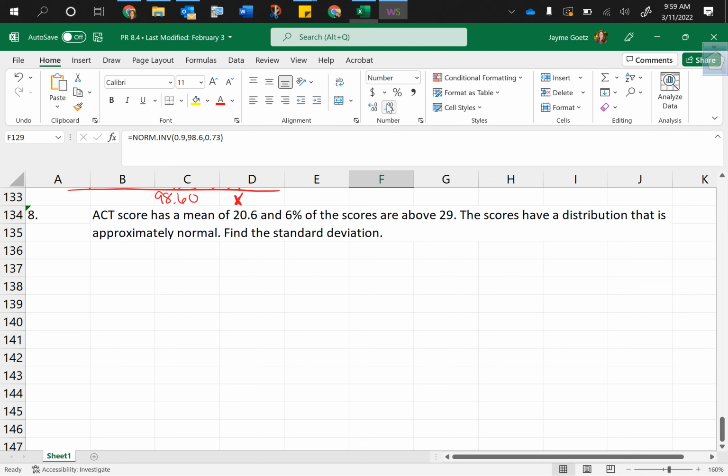All right, number 8's a little weird. Number 8 says, ACT scores have a mean of 20.6, and 6% of the scores are above 29. The scores have a distribution that is approximately normal. Find the standard deviation. So here we're going to be working backwards. It says approximately normal, so I'm going to put my normal curve in there. And it tells me that I have a mean of 20.6.